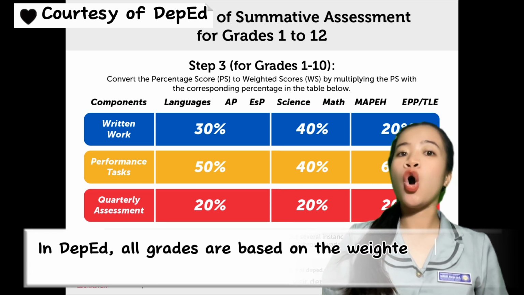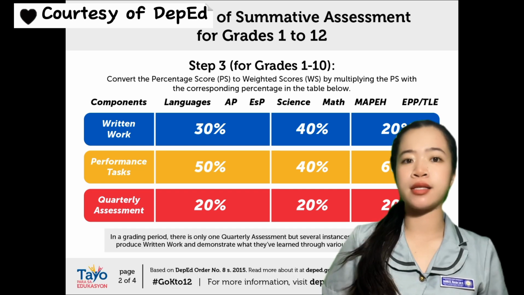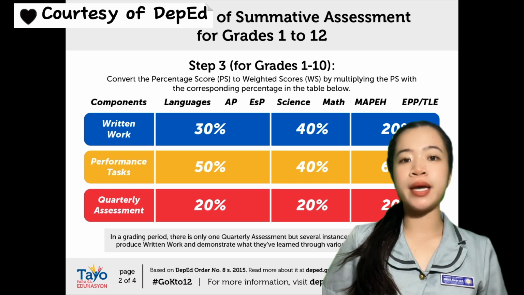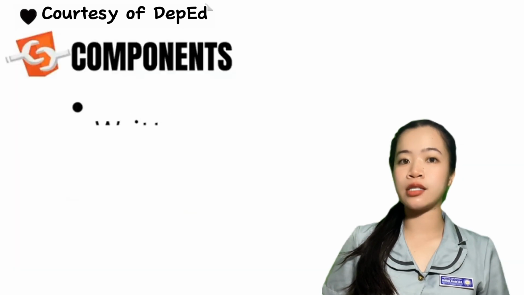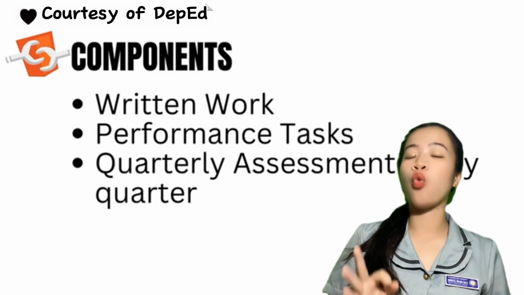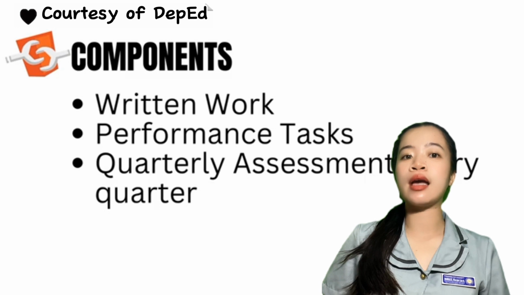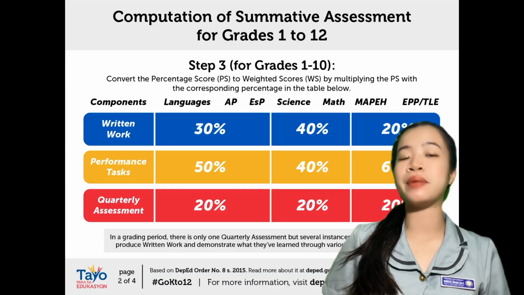In DepEd, all grades are based on the weighted raw scores of the learner's summative assessments. This summative assessment can be classified into three components, namely written works, performance tasks, and quarterly assessment. These three will be the basis for grading. The nature of the learning area defines the way these three components are being assessed.